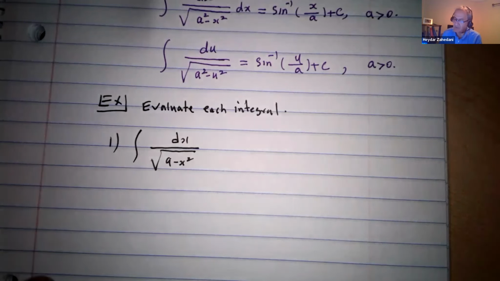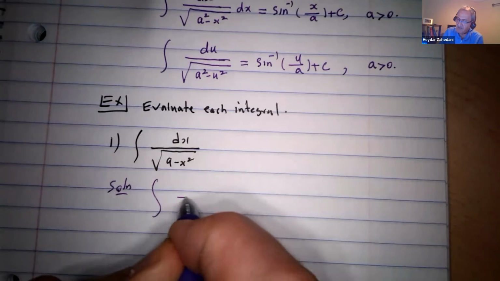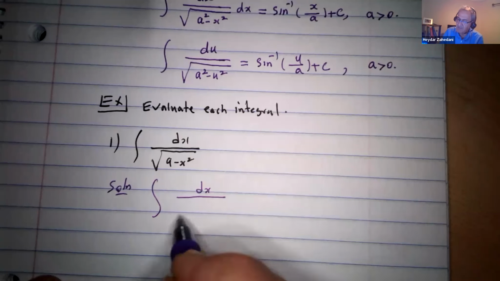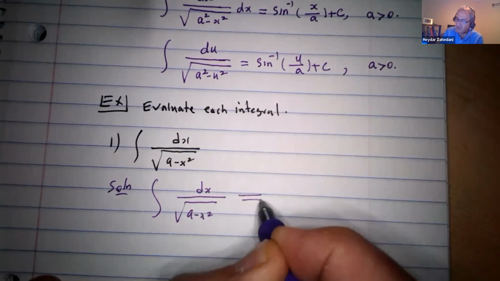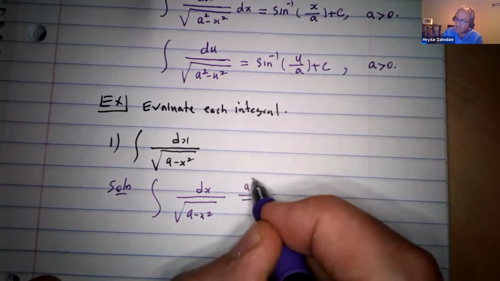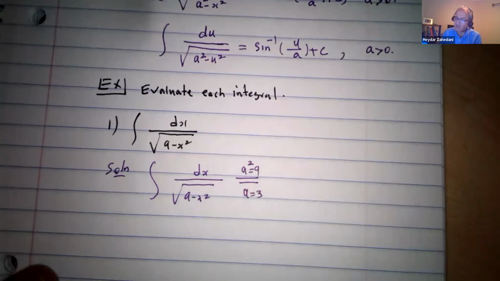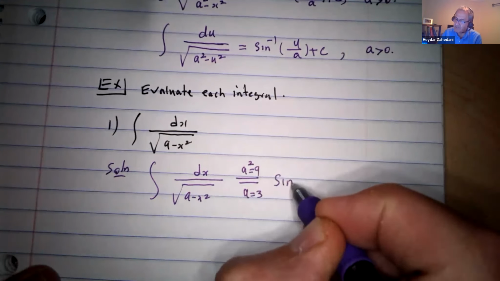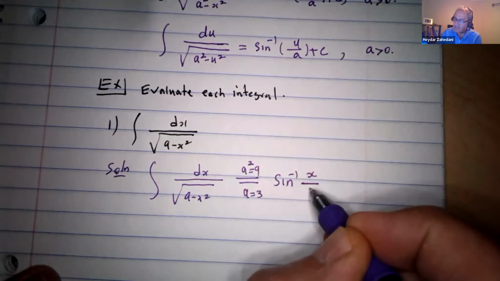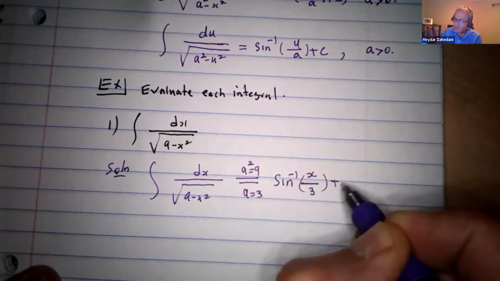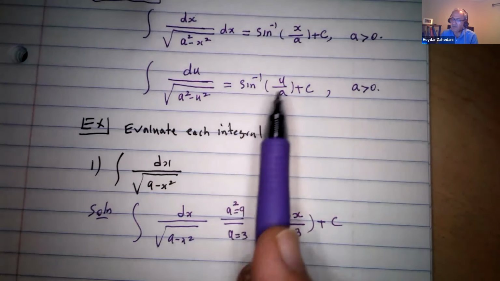So the solution is going to be: the integral of dx over radical 9 minus x squared is equal to, I just remind you that a squared is 9, so a would be 3. So according to our formula, it's going to be sine inverse of x over a, x over 3, plus the constant. And then you're done. See, compare it here.